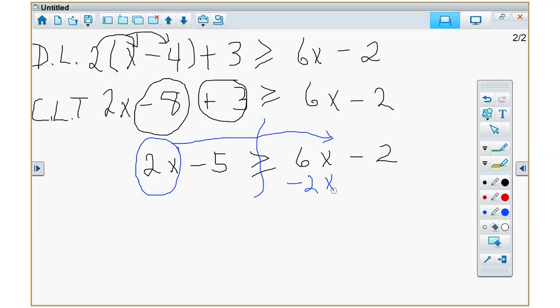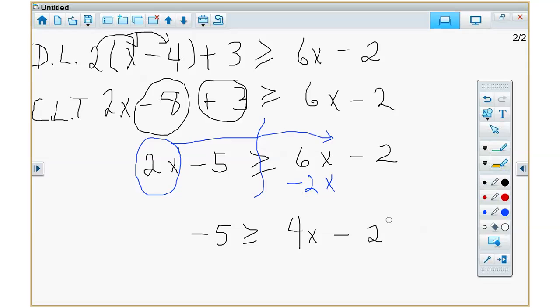-2x. Now, the reason I'm taking it to the right side is because I want to keep the variable positive. If I keep the variable positive, I don't have to worry about 2 or 3 other steps with the inequalities. So now I get -5 is greater than or equal to 4x minus 2. Now we have the x on the right hand side, so that means we got to get rid of a -2.